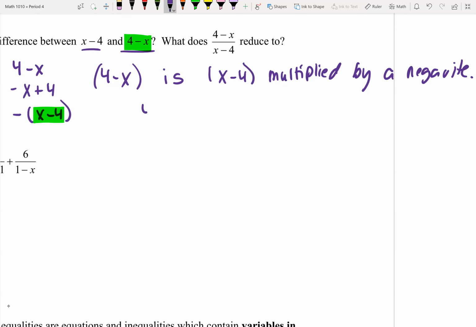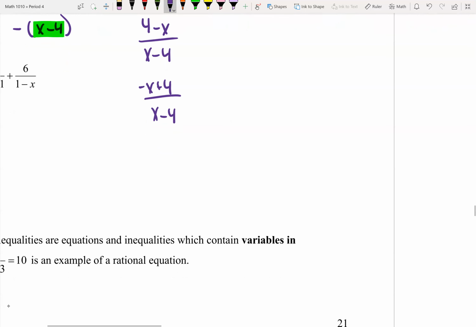Let's do this problem. Everybody go 4 minus x over x minus 4. What one looks weird? The top one or the bottom one? The top one. So leave the bottom the way it is, and let's try to change the top so it doesn't look strange anymore. So reorder it, negative x plus 4. Tell me what to do now. Take out a negative, and you're left with x minus 4. And then on the bottom, you have x minus 4.